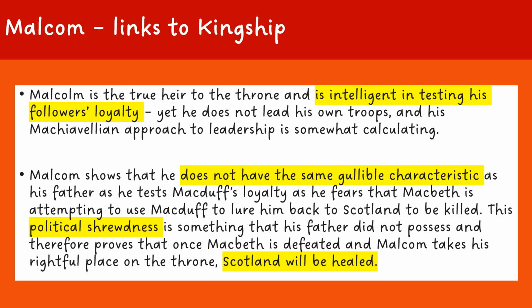Malcolm shows that he does not have the same gullible characteristics as his father. As I've just said, he tests Macduff's loyalty because he fears that Macbeth is attempting to use Macduff to lure him back to Scotland to be killed, okay? Now, this is very evident political shrewdness, and it's something that his father did not possess, and therefore proves that once Macbeth is defeated and Malcolm takes his rightful place on the throne, Scotland will be healed, okay? So what we can see here is these elements of kingship that Shakespeare's quite clearly and visibly supporting, okay?